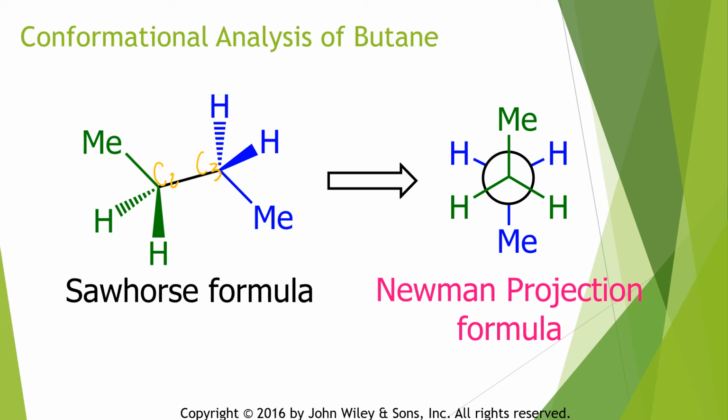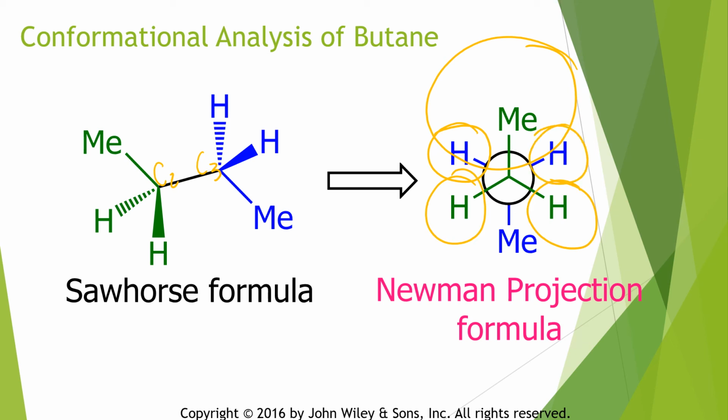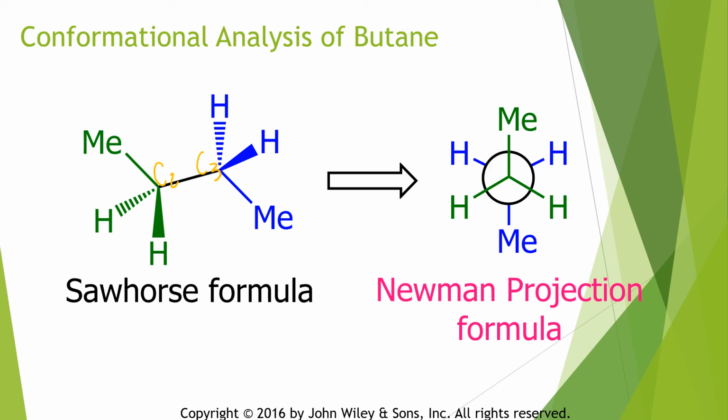So the best conformation of butane is going to be this one, where everything is staggered and the methyl groups are opposite each other. So remember, if hydrogens have large electron clouds, methyls have huge electron clouds. So if we want to imagine that, we want the methyl groups to be opposite each other so that they have no chance of trying to share space.